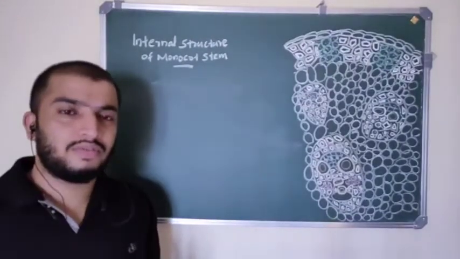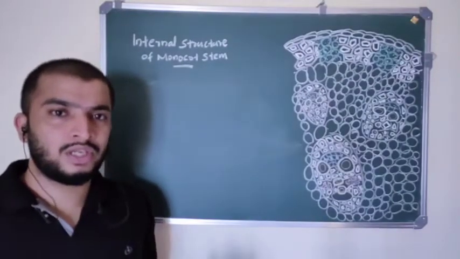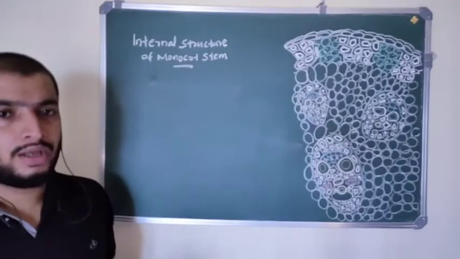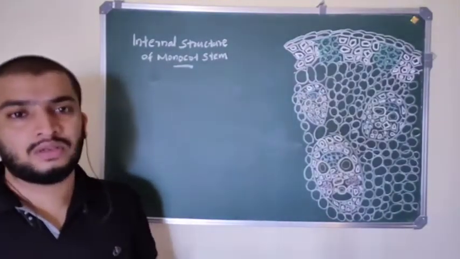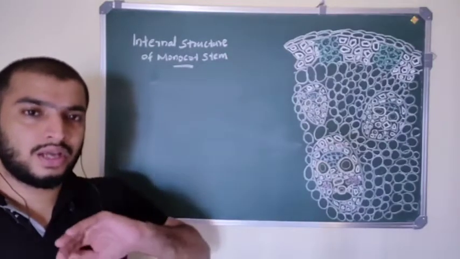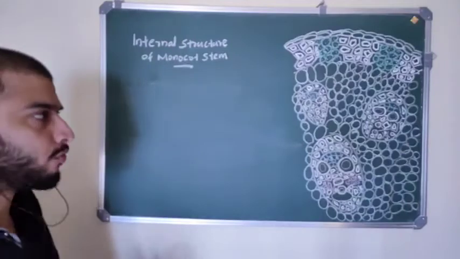So we were discussing the chapter plant anatomy and plant physiology. Today we are going to study the internal structure of the monocot stem in this chapter. Last class we completed the internal structure of the dicot stem. Today we are going to study the internal structure of the monocot stem.